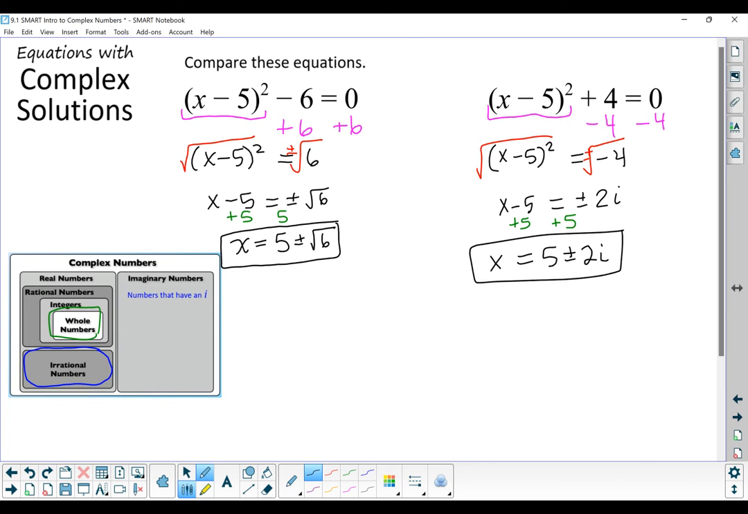And that is going to be our final answer, 5 plus 2i and 5 minus 2i. And it really is just two separate answers. One of them is 5 plus 2i, and the other one is 5 minus 2i. And the plus or minus symbol is just shorthand, so we don't have to write both of those numbers out separately.